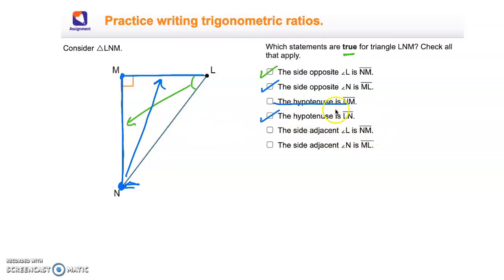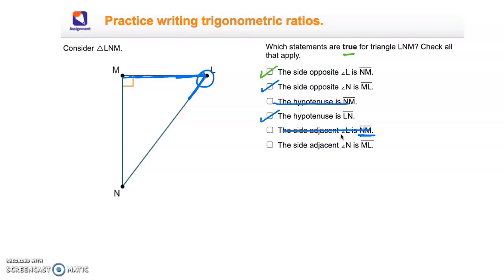So we did opposite sides, now let's look at adjacent sides. Let's erase this here. The adjacent side of L: here's L, and here's our angle, so our adjacent side should be LM. So is that NM?